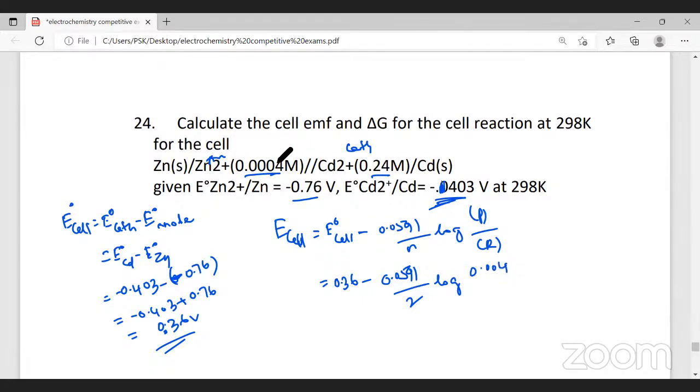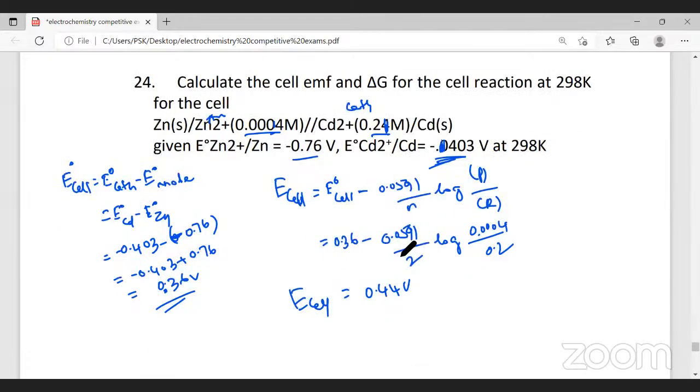So it will be 0.004. It's 3 zeros only, 0.004. And concentration of cadmium is 0.2. It is not 0.24. It is 0.2 molar. So on simplification, we will get the value to be 0.44. This is E cell.